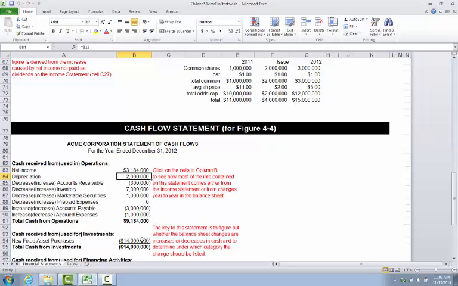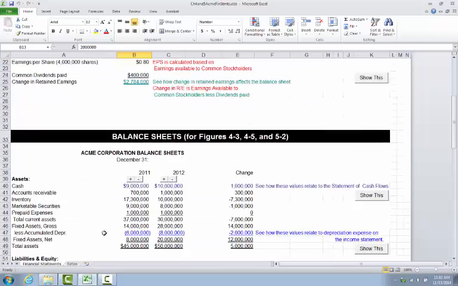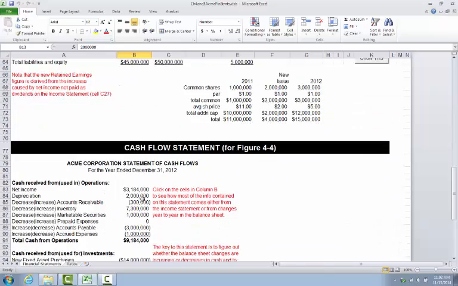We're going to add back the depreciation expense that was subtracted out earlier. Why did we do that? Because this subtraction of $2 million on the income statement is the subtraction of a non-cash expense. And so if you want to know how much cash was generated, you have to add back the $2 million to the $3,184,000.